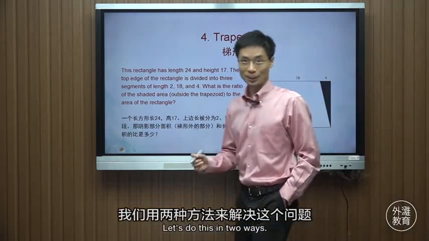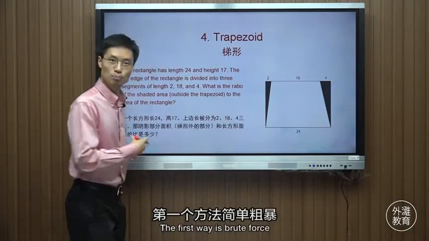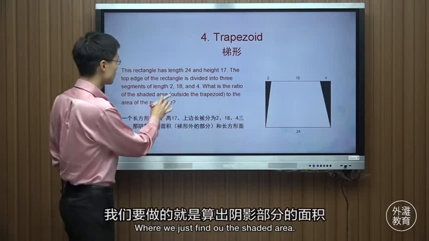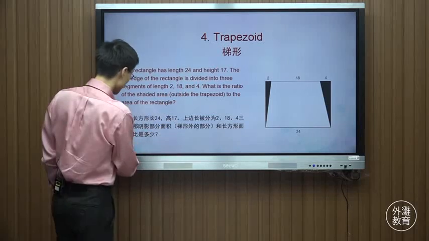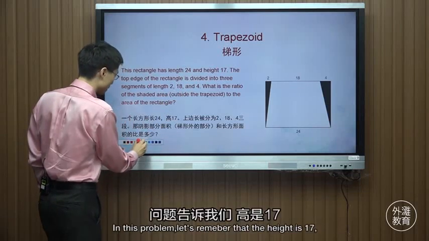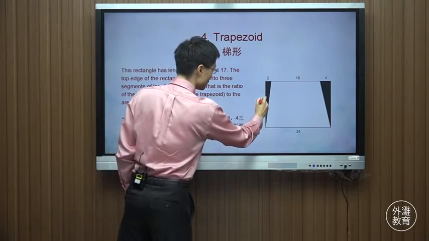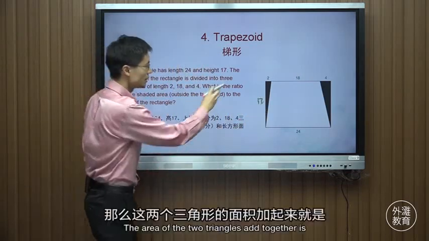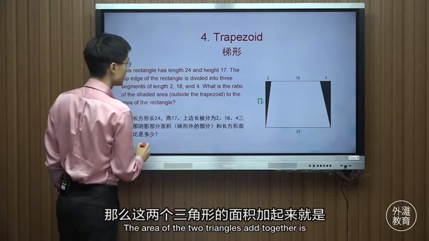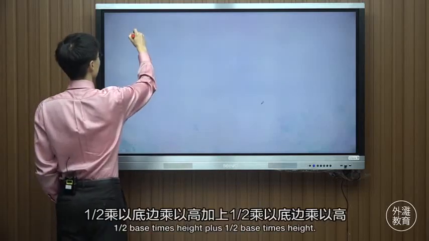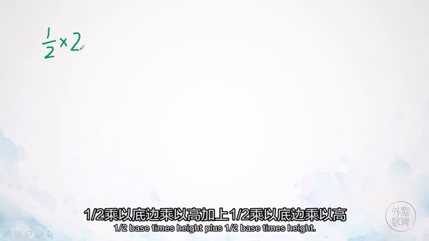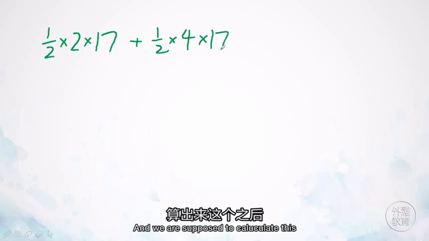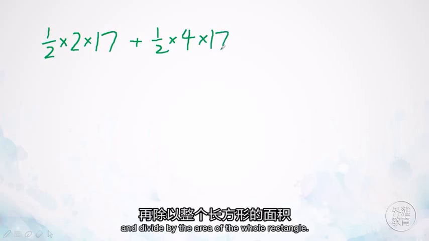Let's do this in 2 ways. The first way is brute force, where we just find out the shaded area. In this problem, let's remember that the height is 17. So if the height is 17, the area of the 2 triangles added together is 1/2 base times height plus 1/2 base times height. And we're supposed to calculate this and divide it by the area of the whole rectangle.